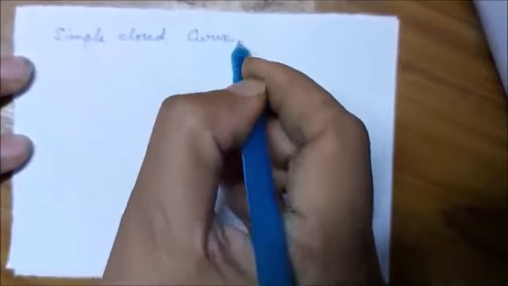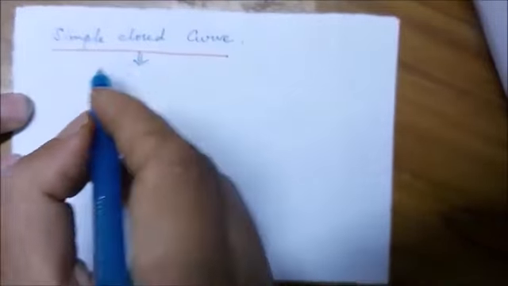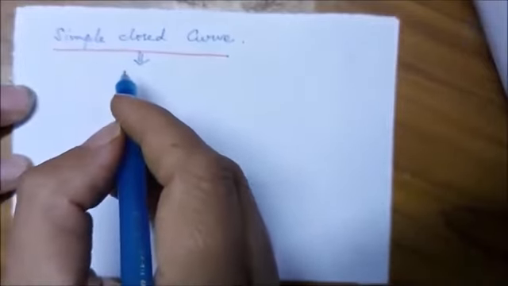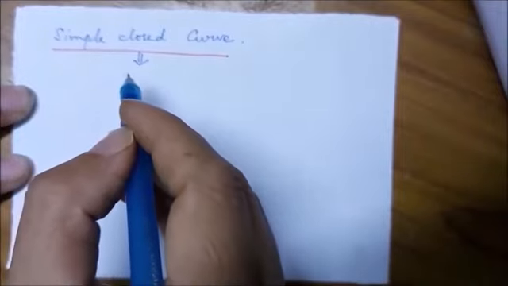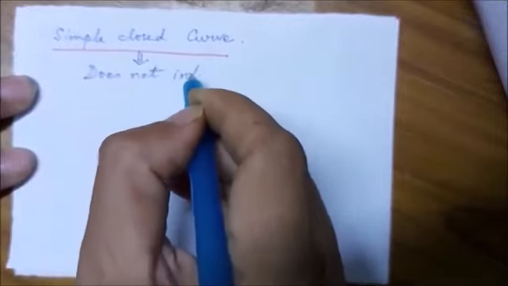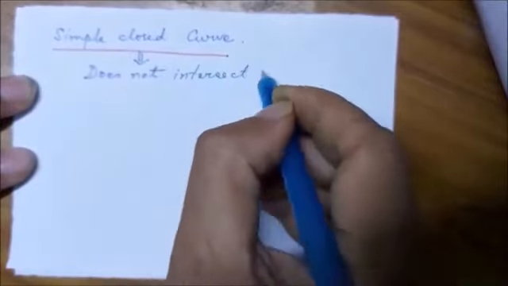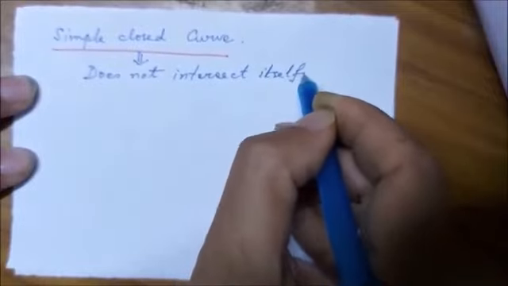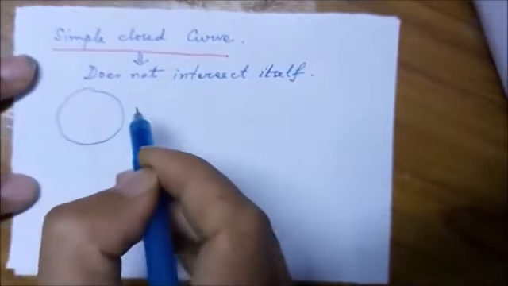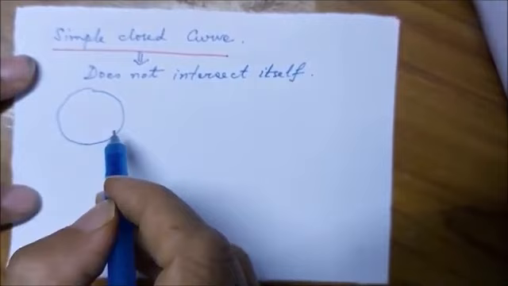We next define what we mean by a simple closed curve. The definition of a simple closed curve is that it represents a curve that does not intersect itself, that does not go through itself. So it is not self-intersecting. For instance, this type of curve does not intersect itself.